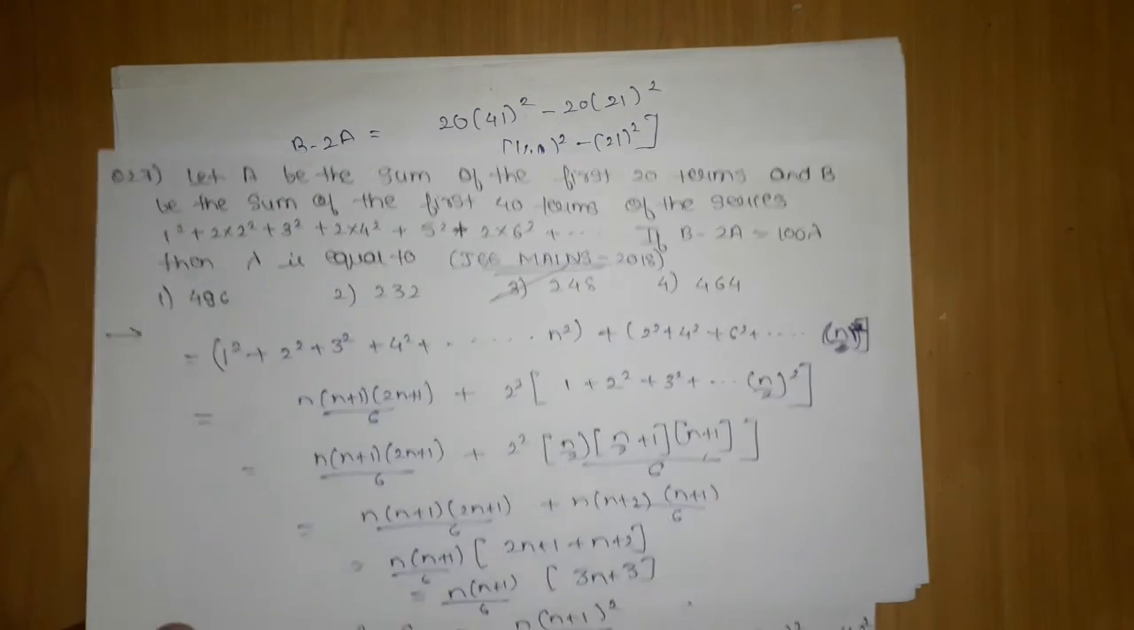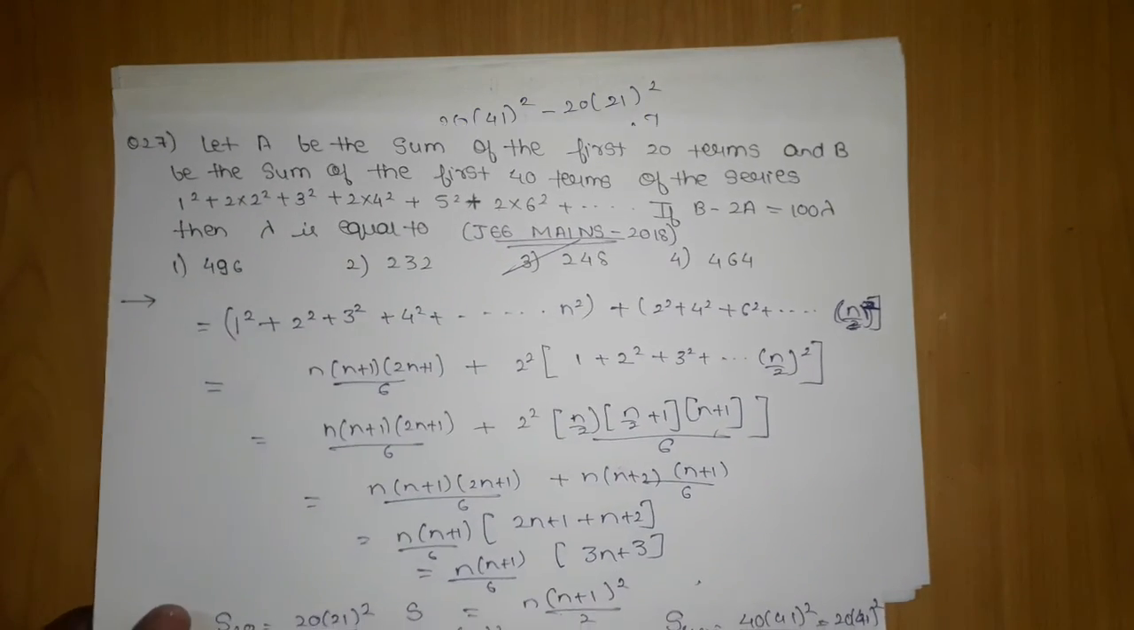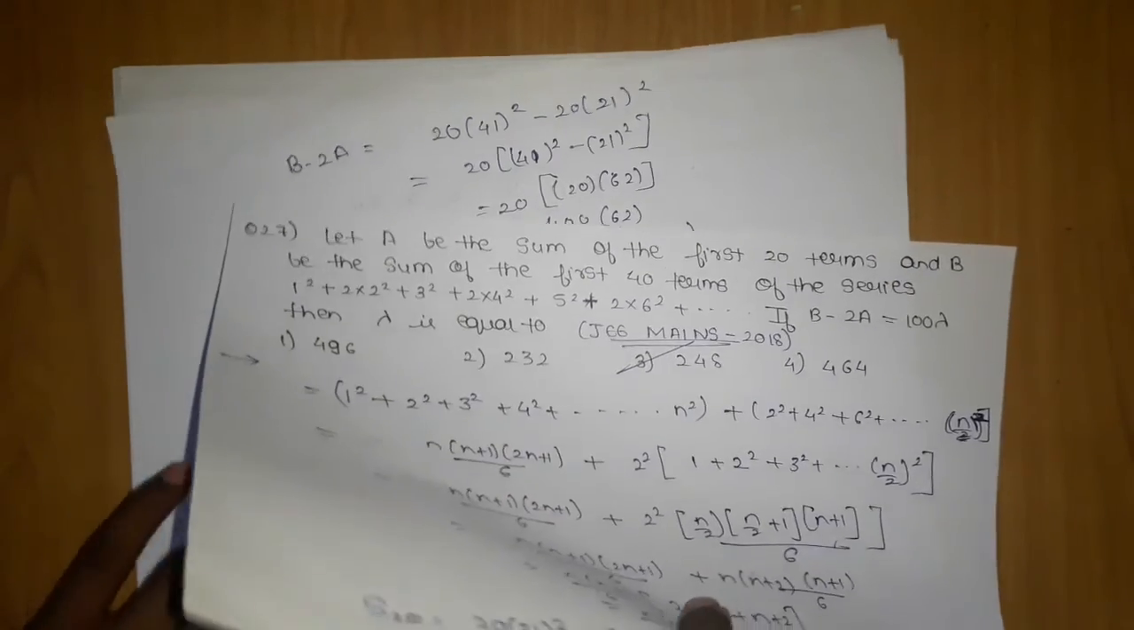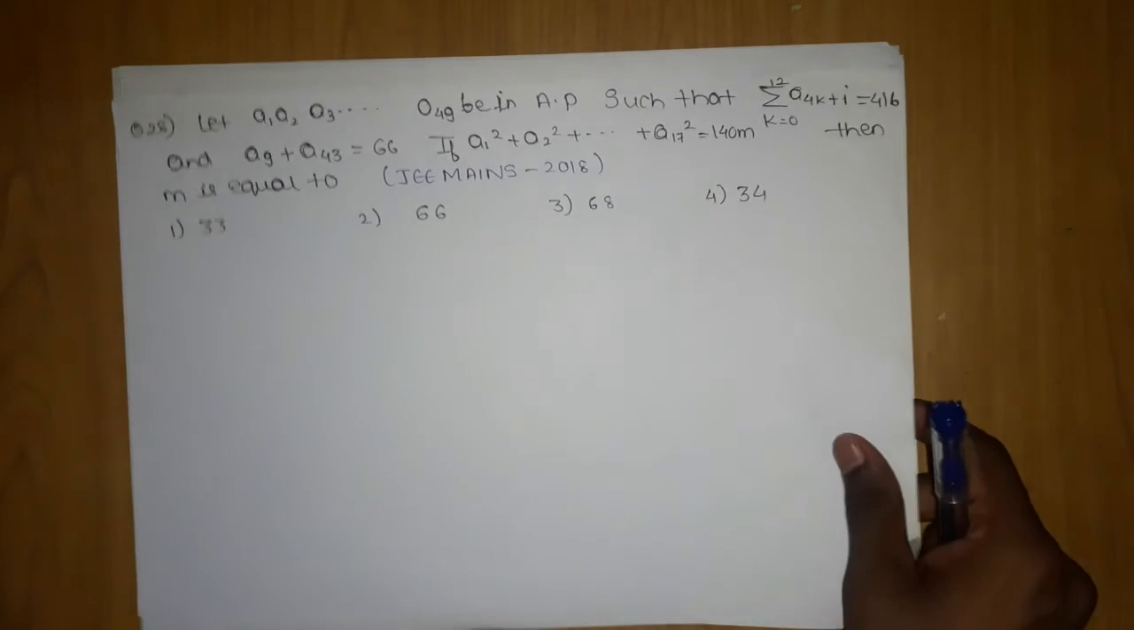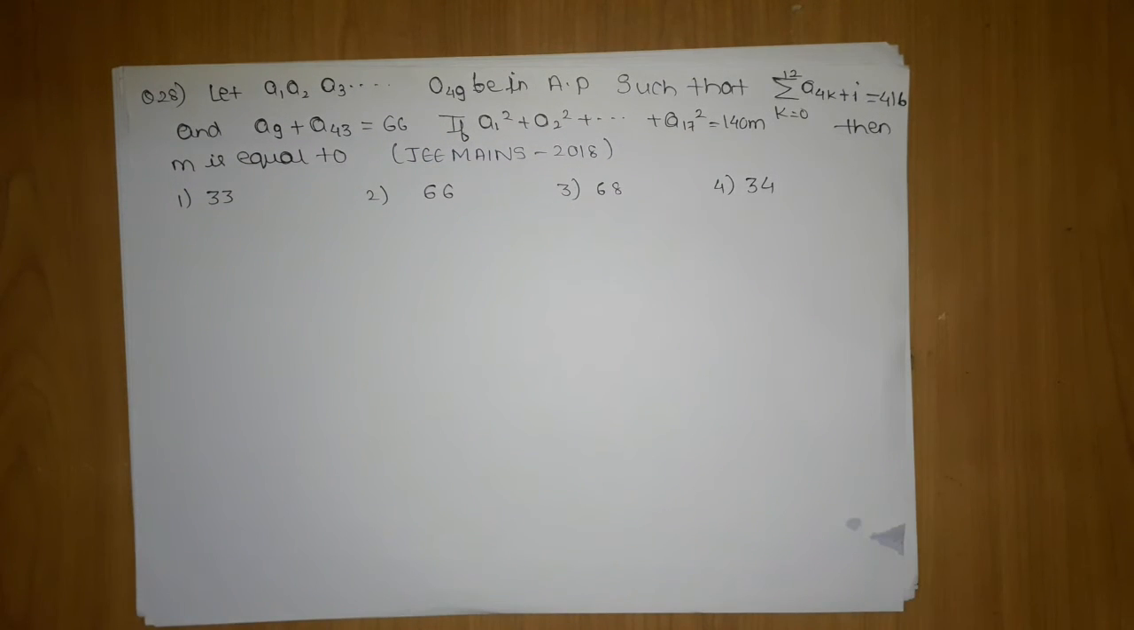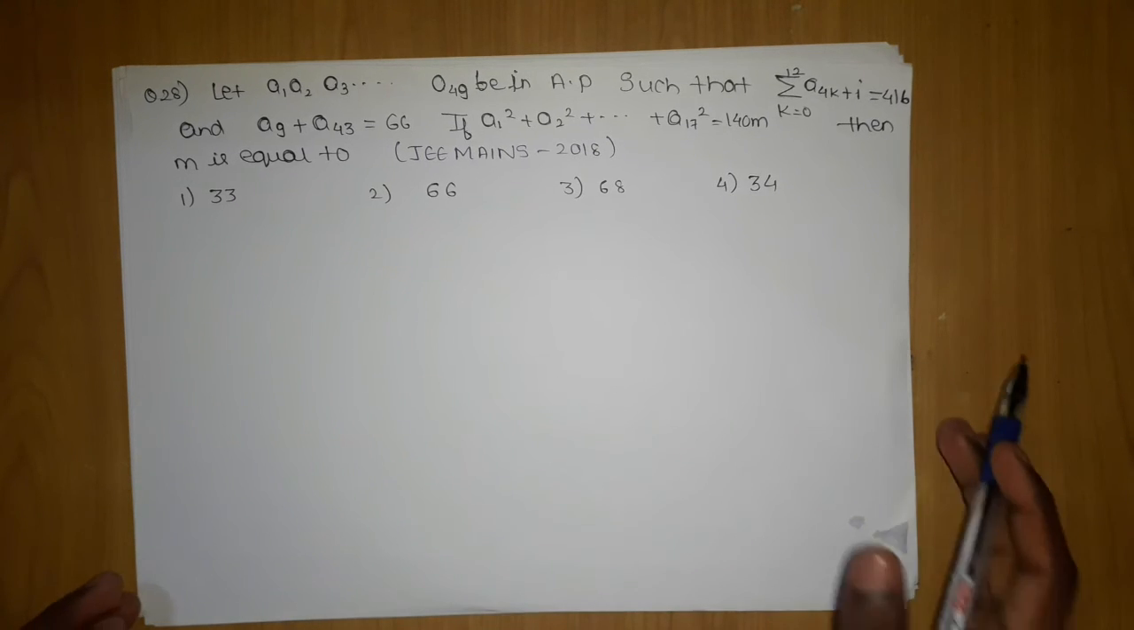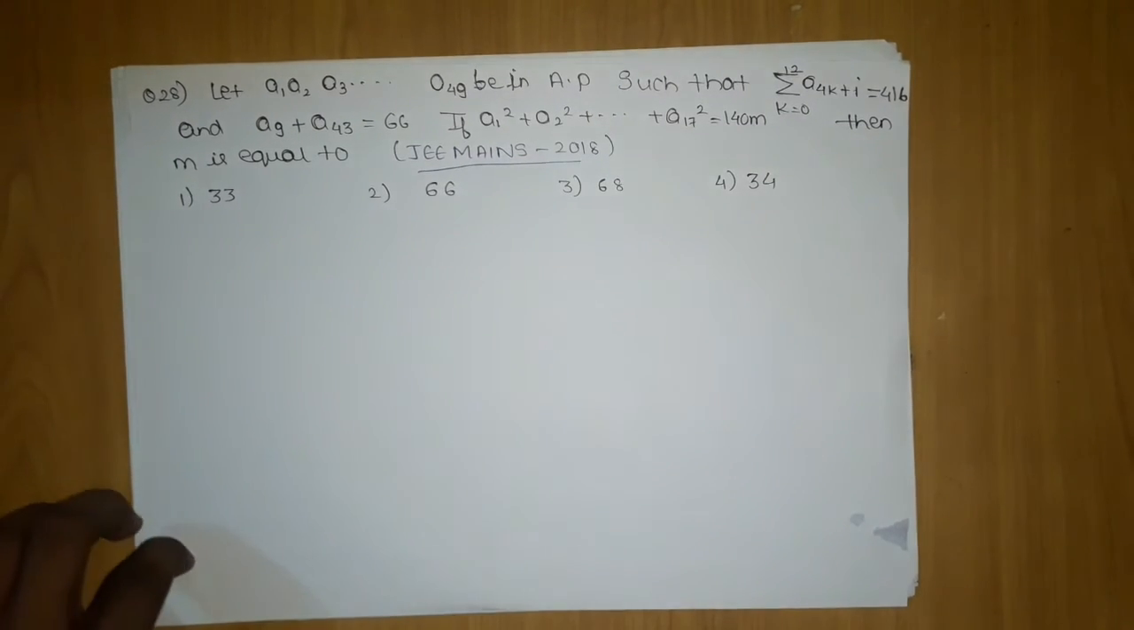So hope you have understood this problem properly. Now let's move on to the next problem, which is the last problem of JEE Mains previous year questions. Let me read the question. Let A1, A2, A3 and so on till A49 be in AP such that summation k equals 0 to 12 of A4k plus 1 equals 416 and A9 plus A43 equals 66. If A1 square plus A2 square and so on till A17 square equals 140m, then m is equal to 33, 66, 68, 34. This question has appeared in JEE Mains 2018.